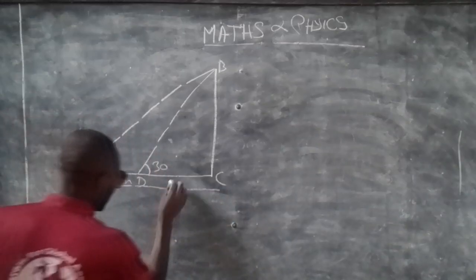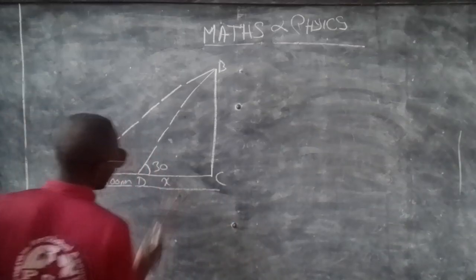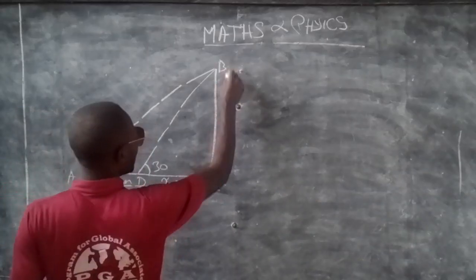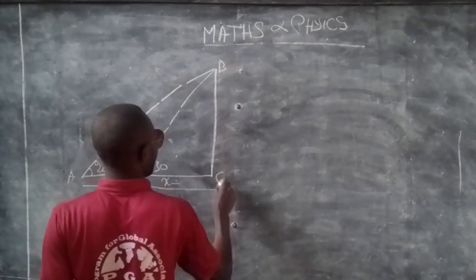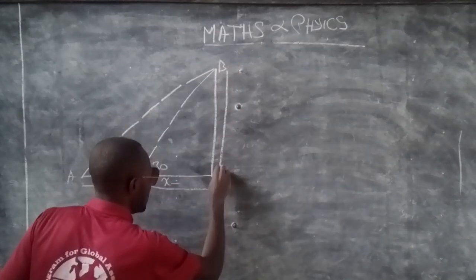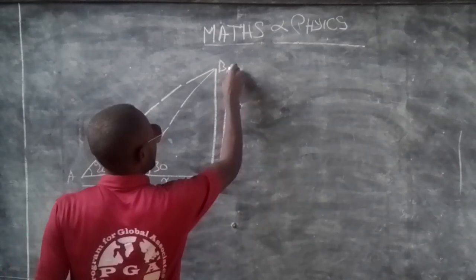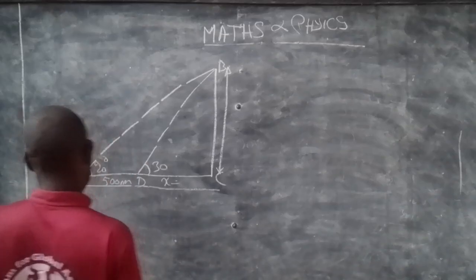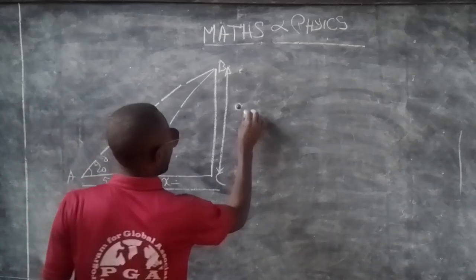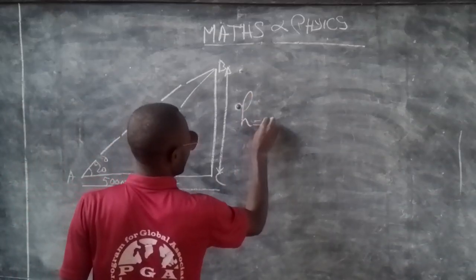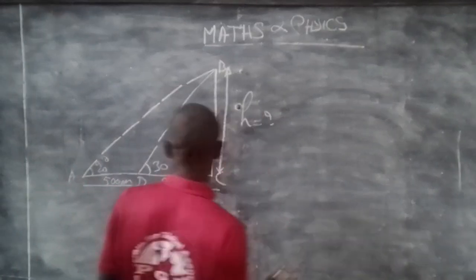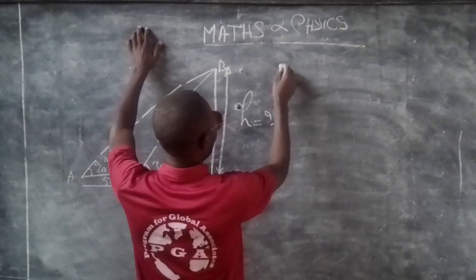Distance DC is unknown, this is x. We are asked to determine the distance BC, which is h. So this is how we are going to calculate our h. This is the h we are asked to determine. So our h is equal to how much?